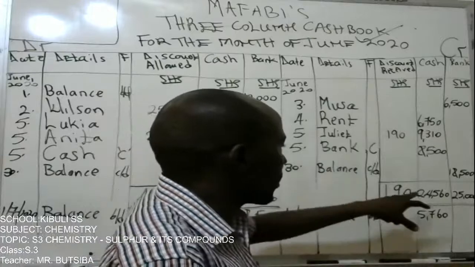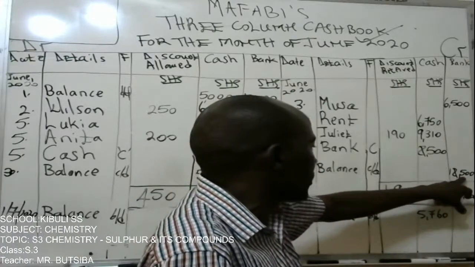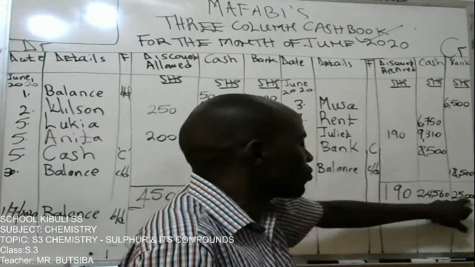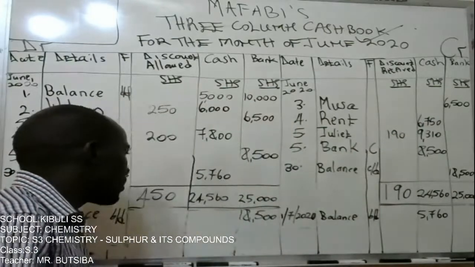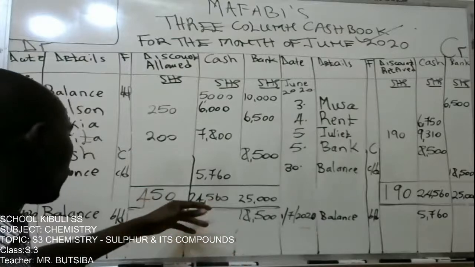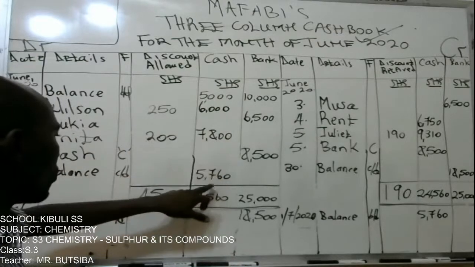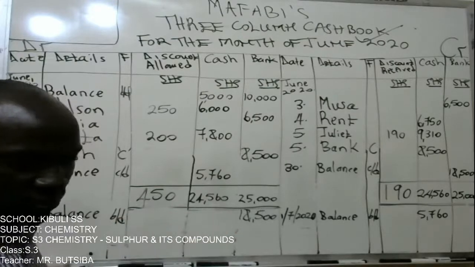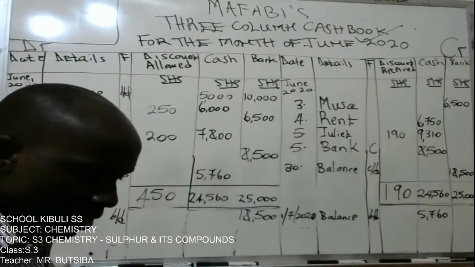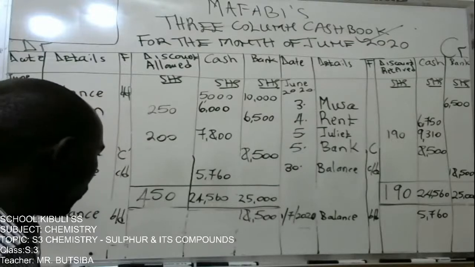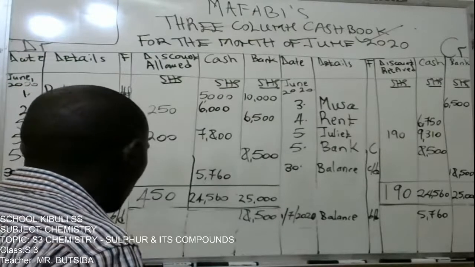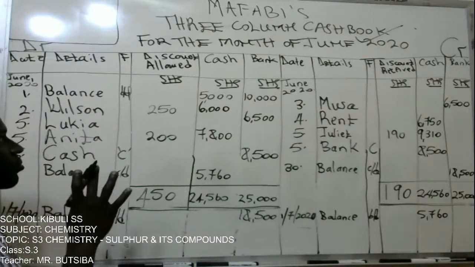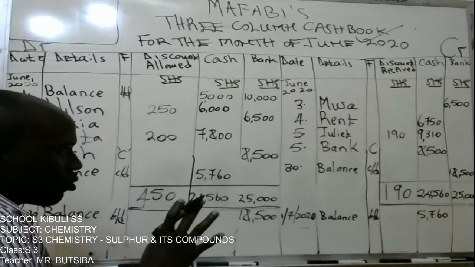Why do you record the balance carried down inside? So that when you add the balance carried down plus the existing amount, then it gives you that total of 25,000. The same applies when you look at your cash. You add on the carried down, then it must give you the total of 24,560. So in case you have any question, you forward that question, and then I can see how to address it. So this is our 3-column cash book.